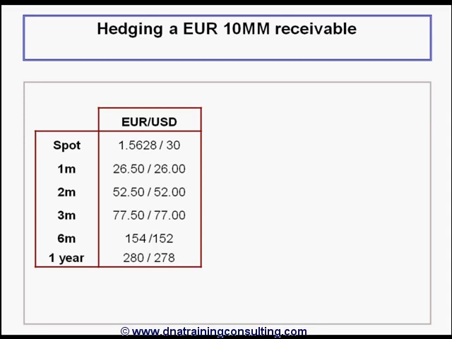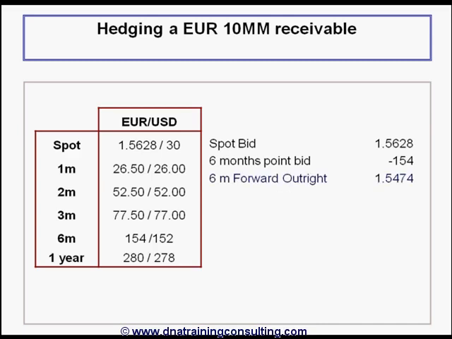The treasurer would therefore have to trade on the bid side of the spot quote, and since the points are quoted in descending order, would have to deduct the bid side 6-month forward points from the spot. This gives rise to an outright forward rate of 1.5474.